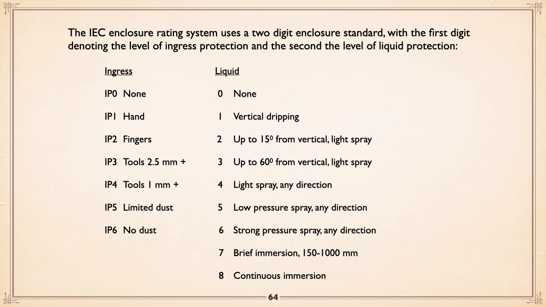Now that's how accessible it is, from boy, you can electrocute yourself easily, to you can't even get dust into it. The liquid is the second digit, ranging from no liquid, has to be dry; vertical dripping; up to 15 degrees from vertical; light spray up to 60 degrees from vertical; light spray any direction; low pressure spray any direction; strong pressure spray any direction; brief immersion, we're getting into semi-submersible; 8, continuous immersion, fully submersible.